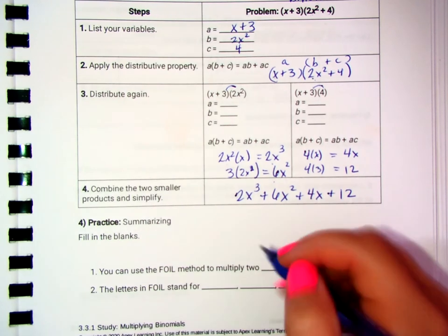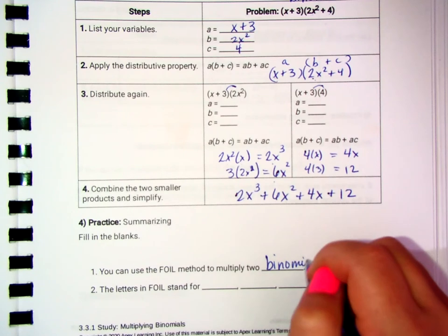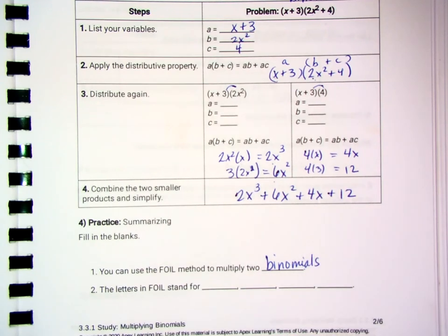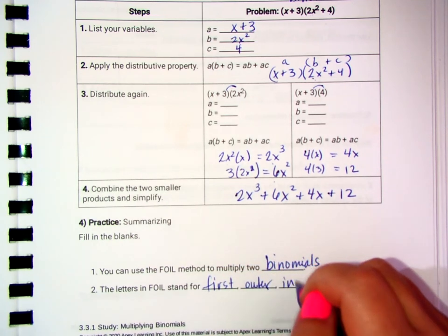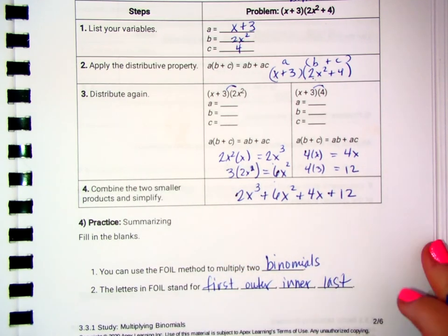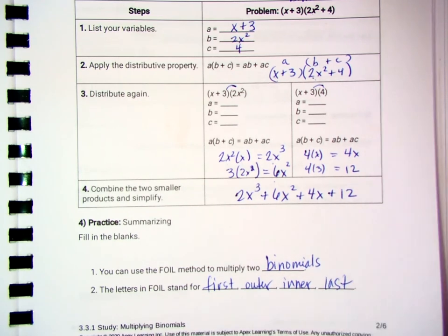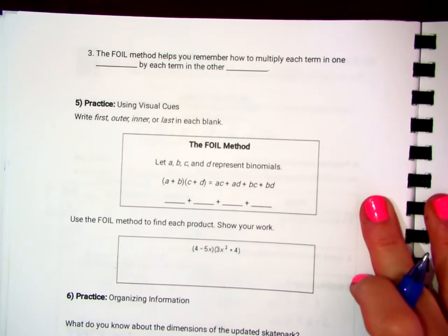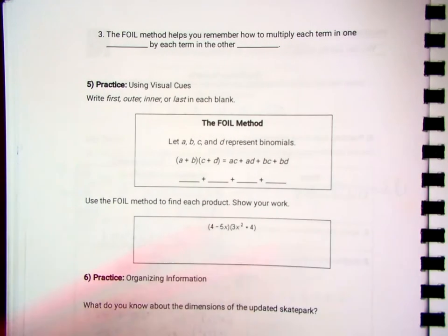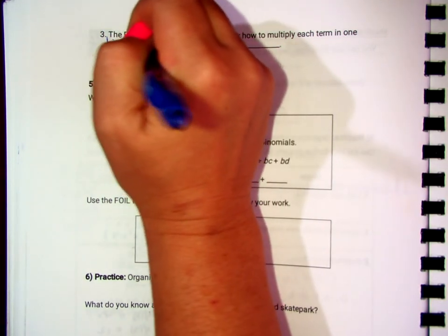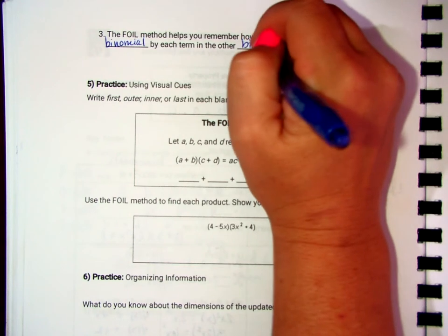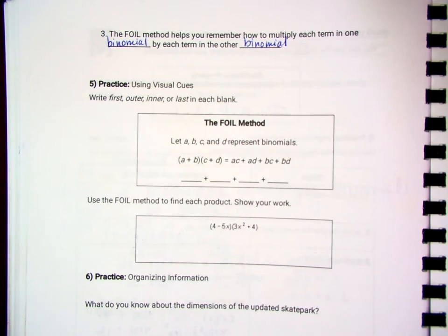Now we can use the FOIL method, here comes the regular routine, to multiply two binomials. And those letters stand for first, outer, inner, and last. The FOIL method helps you remember how to multiply each term in one binomial by each term in the other binomial. Write first, outer, inner, last in each blank.